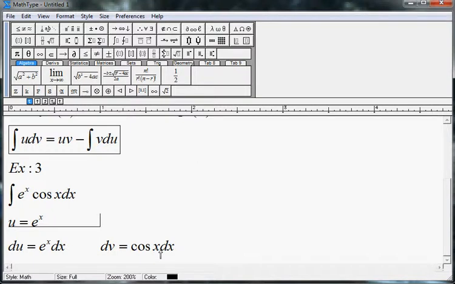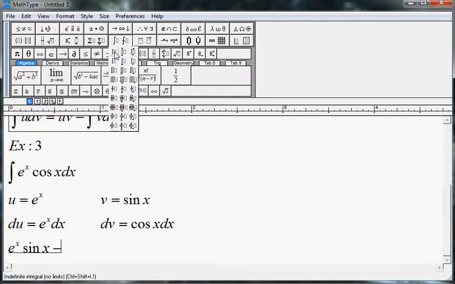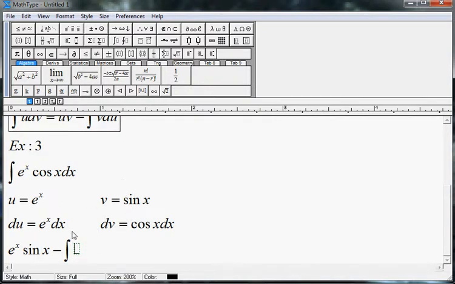And okay, there we go. Our v is then the integral of cosine of x dx, which is sine of x. That's it, sine of x. So now we plug it in, and we get e to the x sine of x, because u times v is e to the x sine of x, minus the integral of v du, which is e to the x sine of x. No, minus the integral of v du. Yes, that's right. Okay.